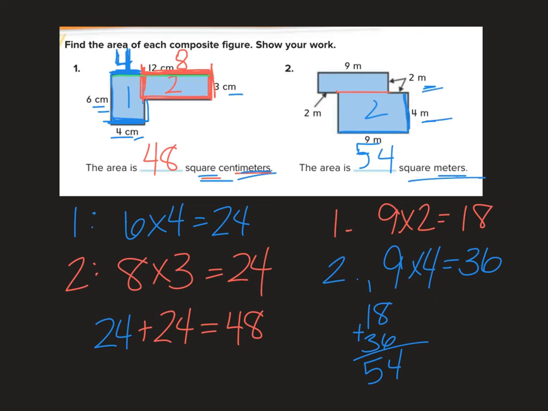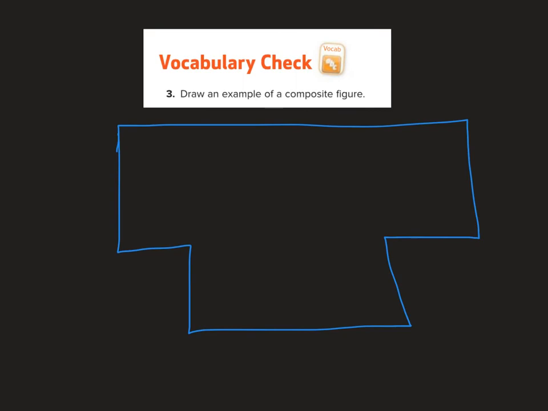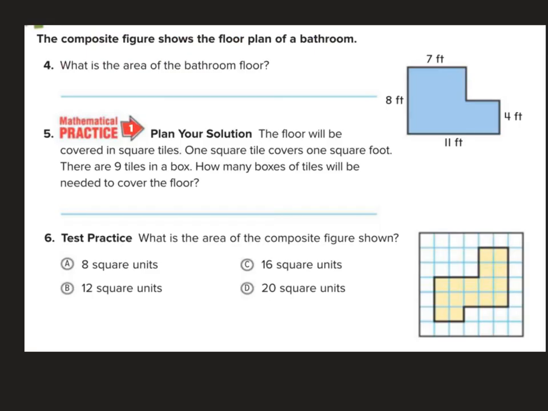Okay, let's try some more. Draw an example of a composite figure. So really, it's got to have straight sides, right? 90-degree corners. So this is what my composite figure is going to look like. Yours could look like anything, really, as long as it's squares and rectangles put together. What is the area of this bathroom floor? Right here. Okay, let's cut it. Let's cut it this way.